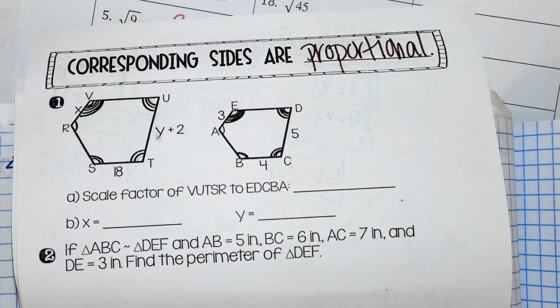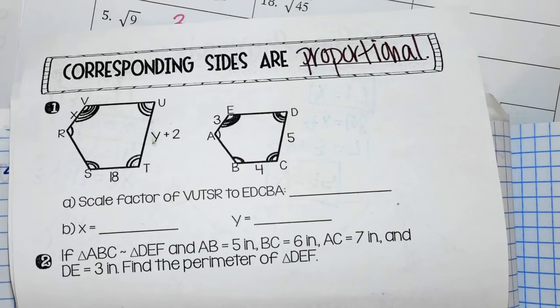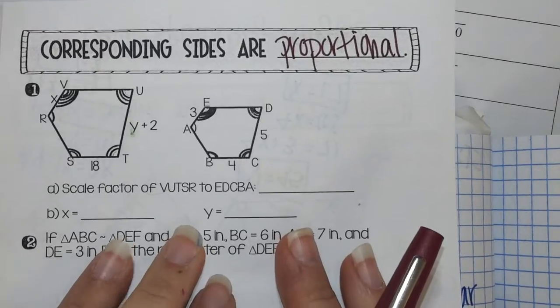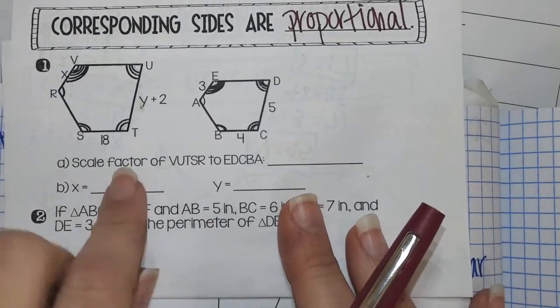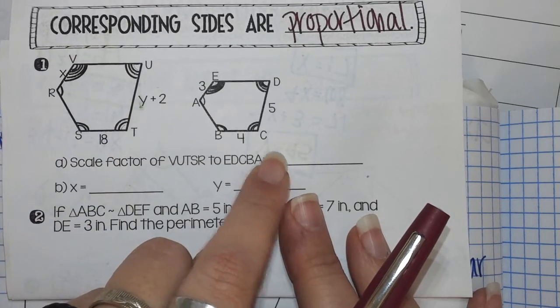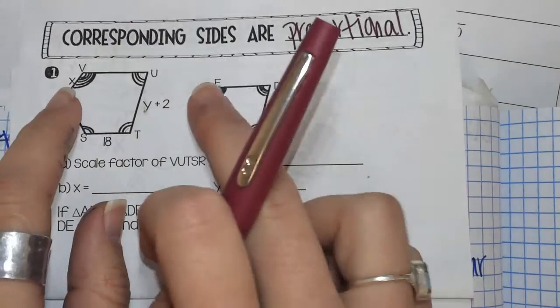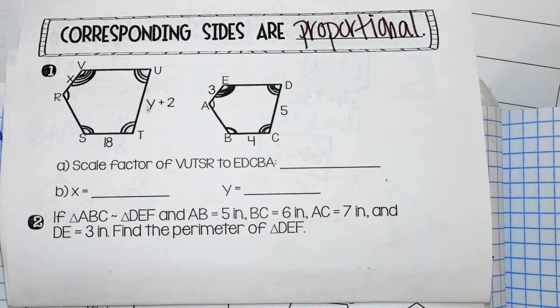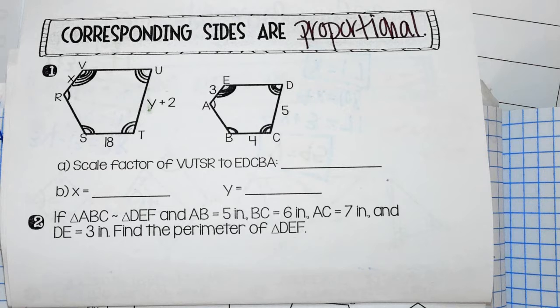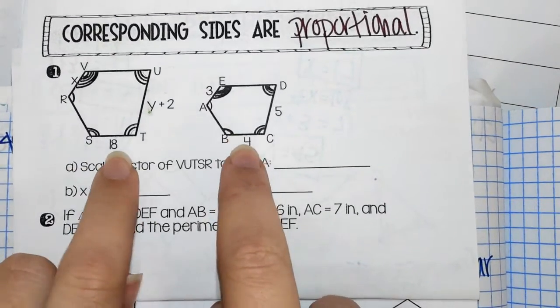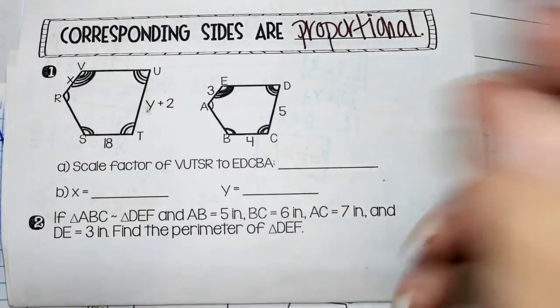I understand that struggle. All right, so now what this wants us to do is find a scale factor of VUTSR to this figure over here. Now, do we know any of our side lengths that correspond with each other? Which one? The sides ST and BC. It gives us those, so we're going to use those to make our ratio.